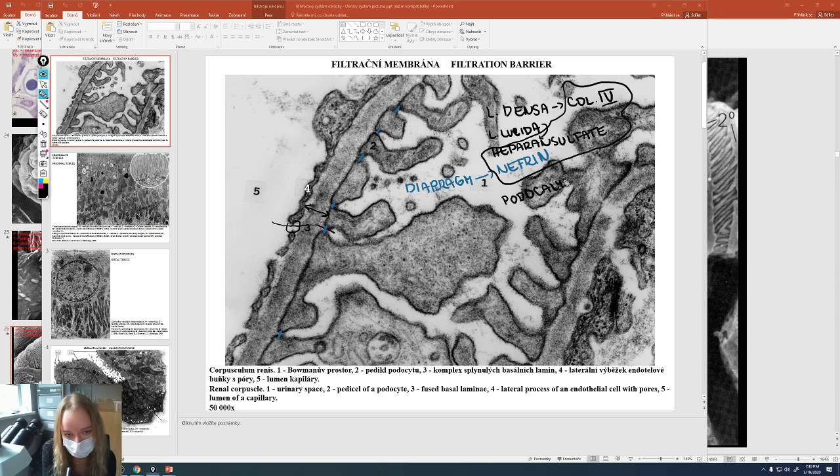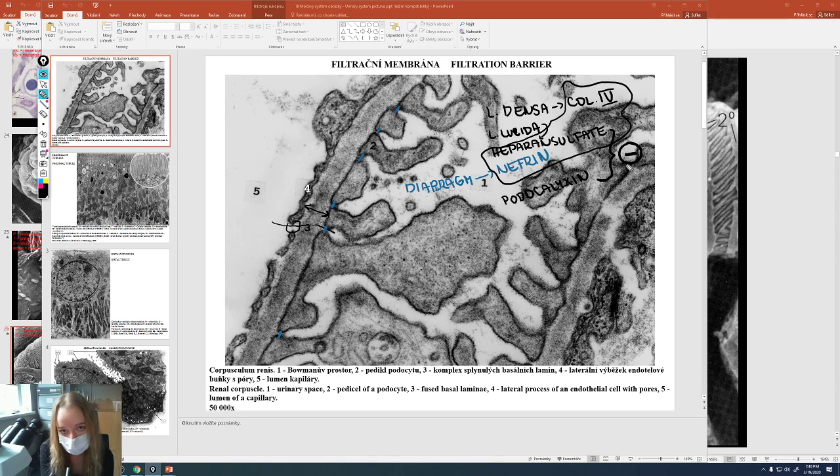This is not that important, but you should remember at least heparan sulfate, collagen number 4, and nephrin. These three are important. Heparan sulfate, podocalyxin, and also nephrin are negatively charged. So these three right here are negatively charged.